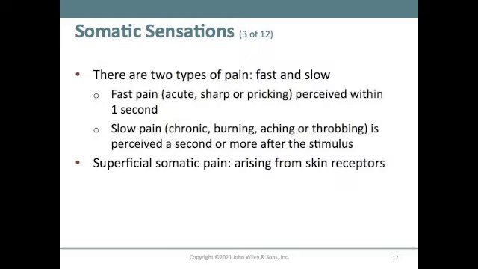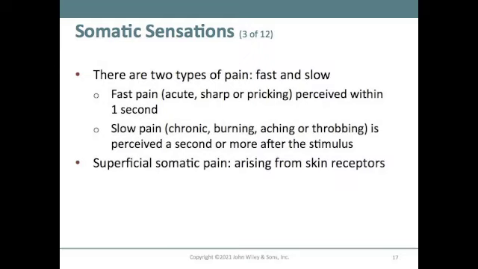Impulses for slow pain are conducted along small diameter unmyelinated C fibers. This type of pain, which may be excruciating, is also referred to as chronic, burning, aching, or throbbing pain. Slow pain can occur both in the skin and in deeper tissues or internal organs. An example is the pain associated with a toothache.